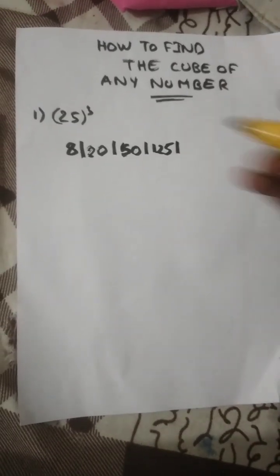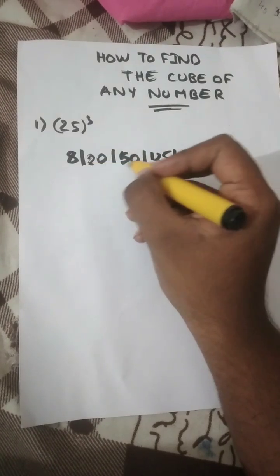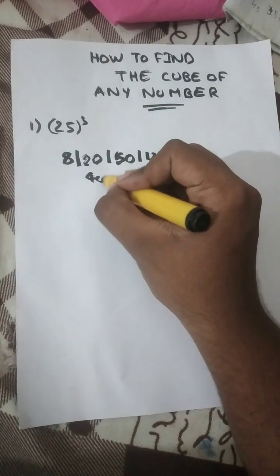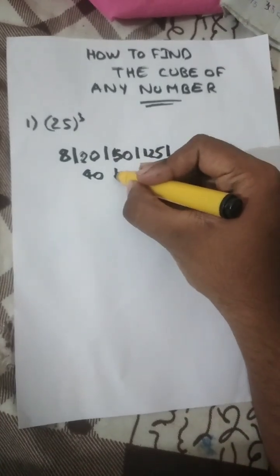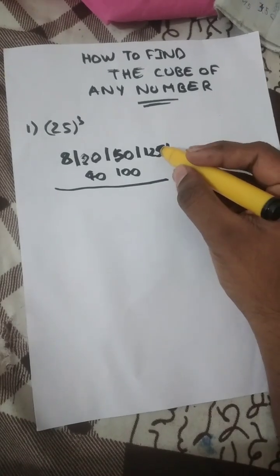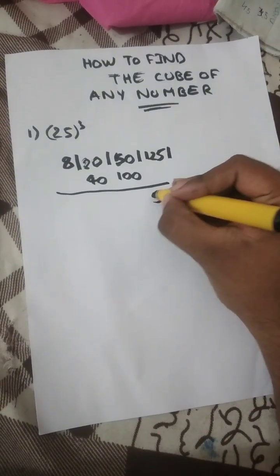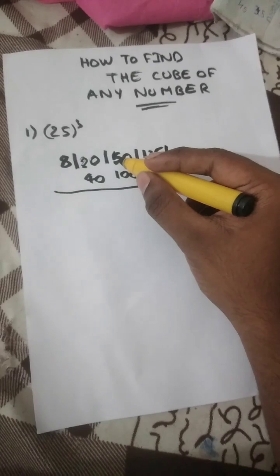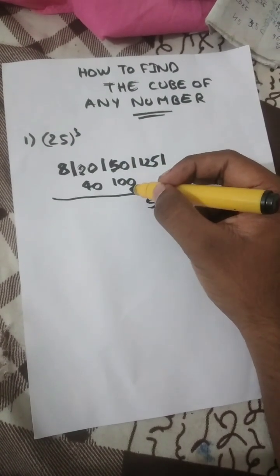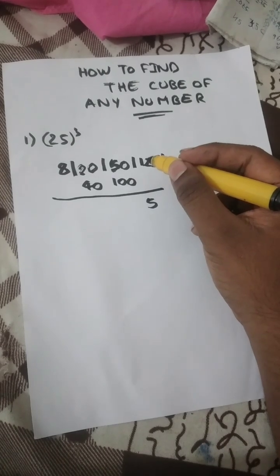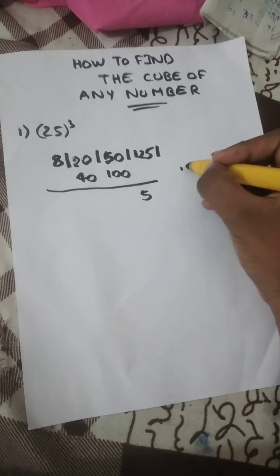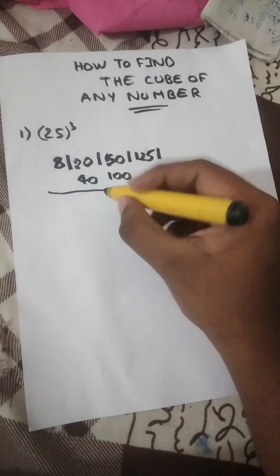The next step is to double the middle numbers. So 20's double would be 40, and the double of 50 would be 100. Now we want to add these numbers. How can we add these numbers? Only place 5 in the last place and carry the 12 to the other side. So 50 plus 100 would be 150, and 150 plus the carried 12 would be 162.